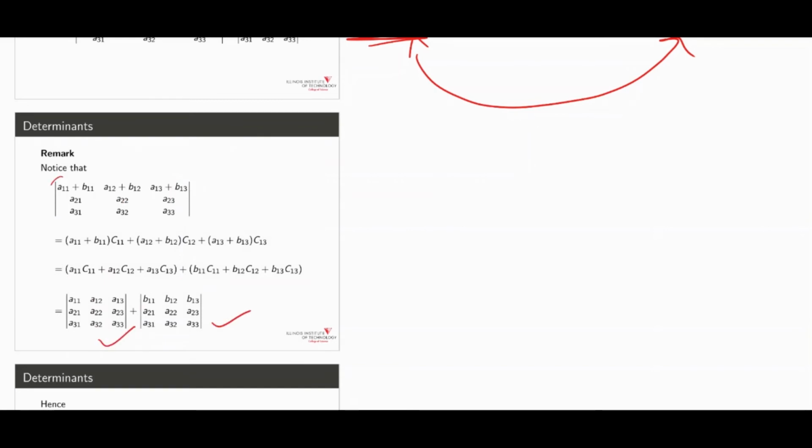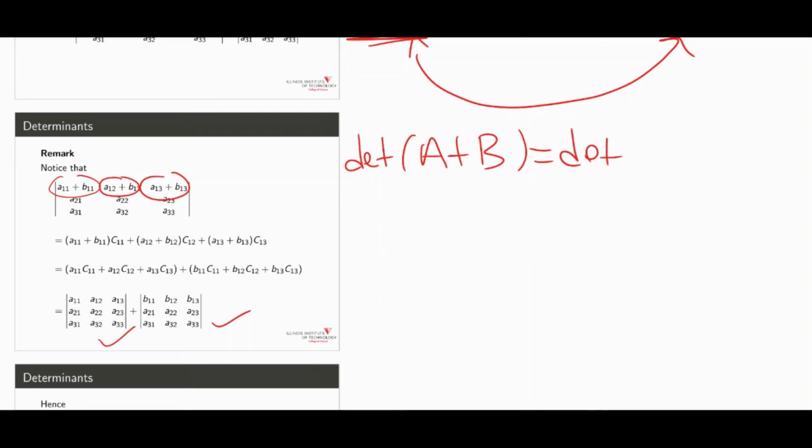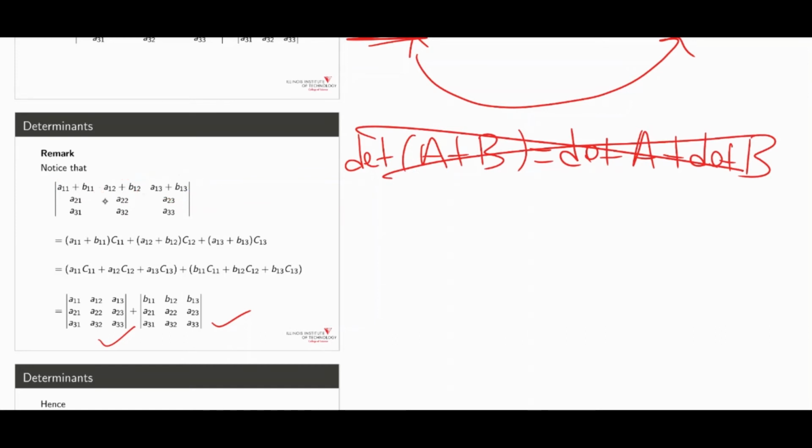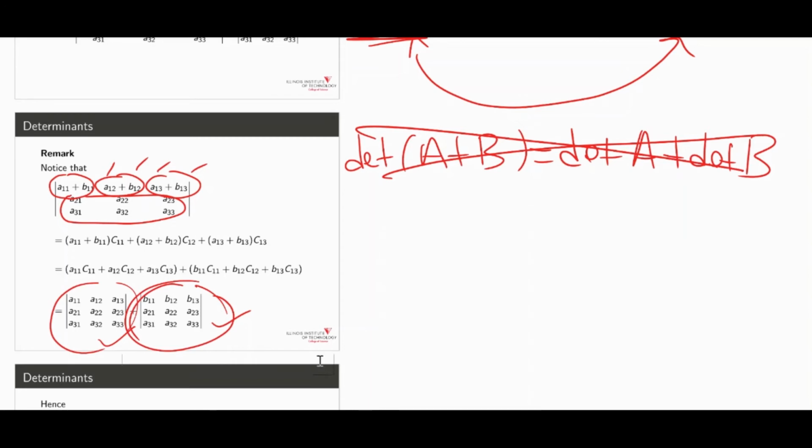This is very important: this is not saying that the determinant of A plus B is equal to the determinant of A plus the determinant of B. This is not true. We are not saying that. We just say that everything else is the same, and the first row here is written as a sum of your A11 and B11, A12 and B12, A13 and B13, and you can split it into this. And why is that so?